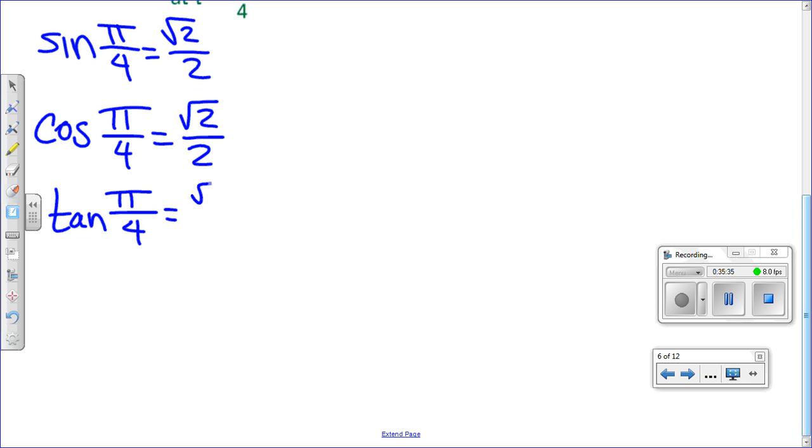Wouldn't that be 10? You get 1. Oh, right. Yes. So that is the easiest tangent of all. The tangent at pi over 4 is 1. Okay? Don't forget. Okay, now let's find the reciprocal ones.